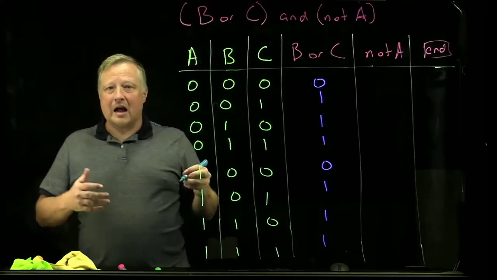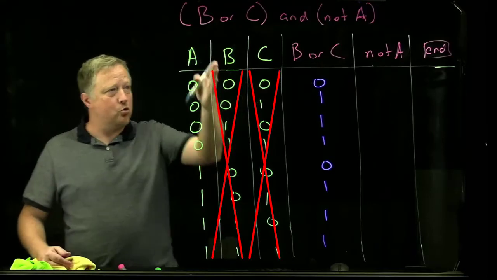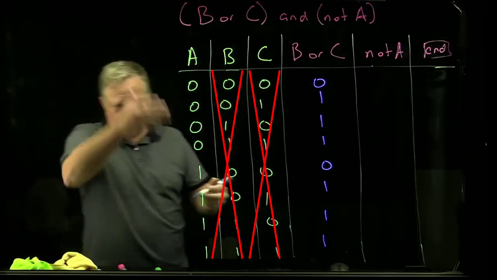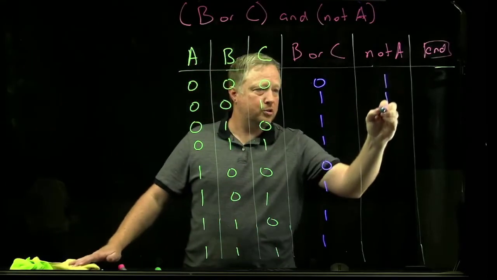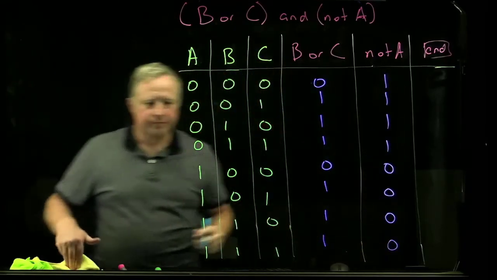Not A. Not A is just not. It's the opposite of what we have here. Notice I'm ignoring B and C. So not is just literally the opposite of this. So that's 1, 2, 3, 4. 1, 2, 3, and 4.